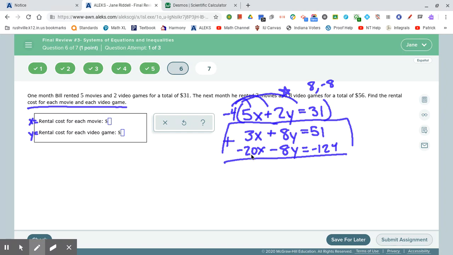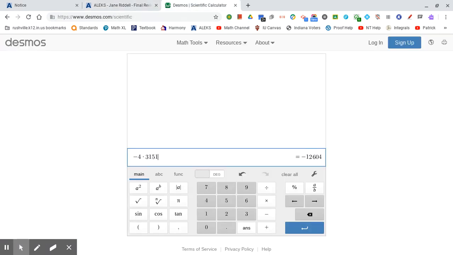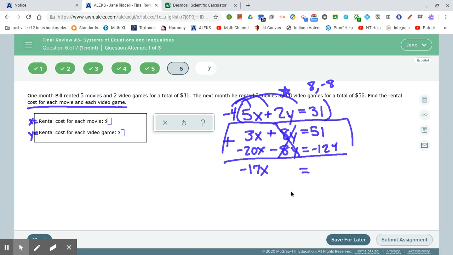3 plus a -20 is -17, keeping the x. My 8y minus 8y eliminates. Bring down the equal sign. And then we'll go back to the calculator and figure out what is 51 plus -124. And that's -73.